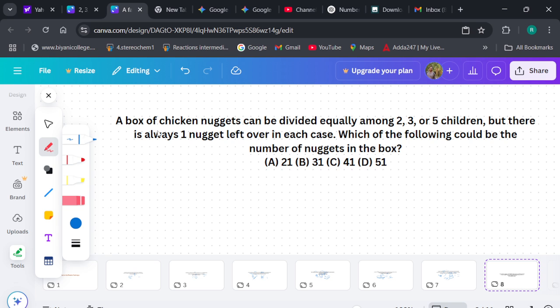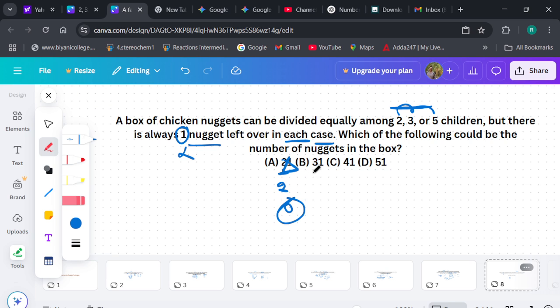Now, a box of chicken nuggets can be divided equally among 2, 3, and 5 children, but there is always one nugget left over in each case. Which of the following could be the number of nuggets in the box? If there are 21 nuggets, when I divide it by 2, the remainder is 1. When I divide it by 3, the remainder is 0. But there should always be a remainder of 1 when it is divided among 2, 3, or 5 children. So this is wrong.